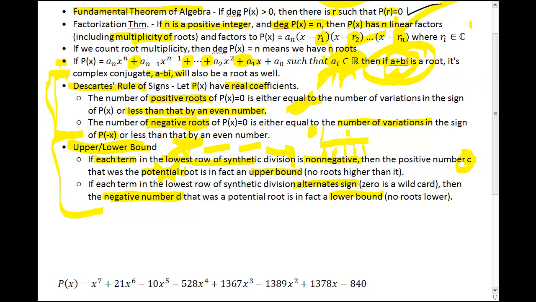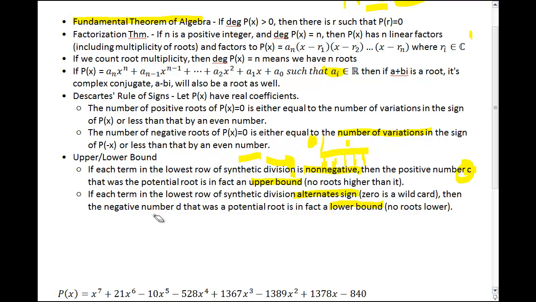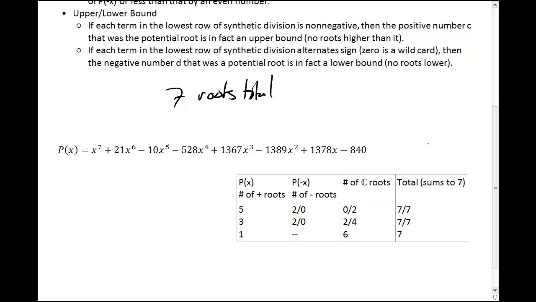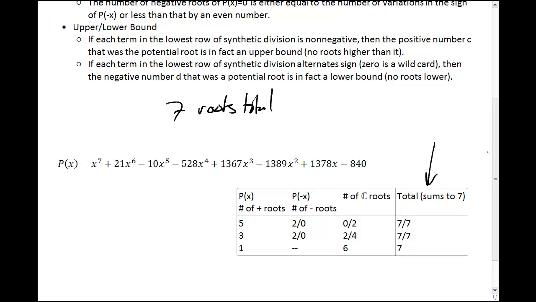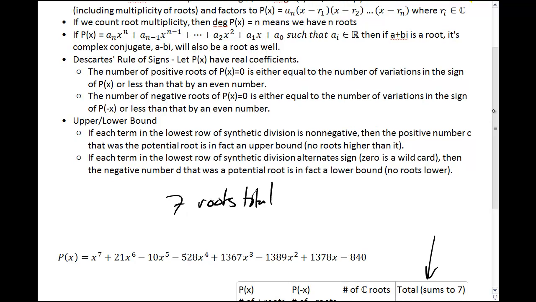So we know there is a root because that's what the fundamental theorem of algebra tells us. We also know by the factorization theorem that since the degree of my polynomial is 7, I'm really talking about having 7 roots. So there are 7 roots total. That might include multiplicity, and that's this column over here. However many my positive, negative, or complex roots are, they all better sum up to 7. All right, so much for the fundamental theorem of algebra and the factor theorem.